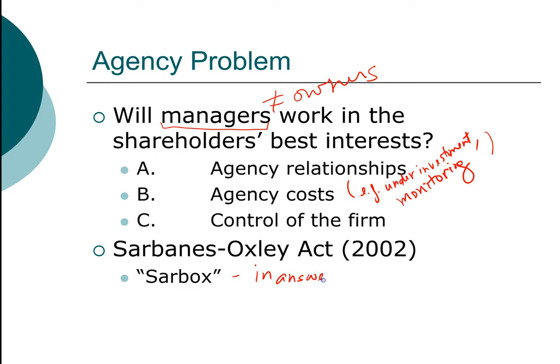So what the Sarbanes-Oxley Act does is that it provided additional reporting requirements for large corporations. It also required managers to personally sign financial statements so that if something does go wrong, they'll become personally liable and can face criminal charges if there are financial wrongdoings by the company. So this is to make the management personally responsible.